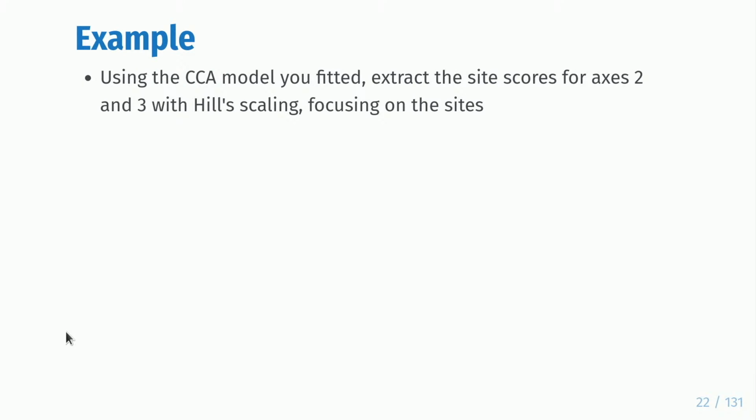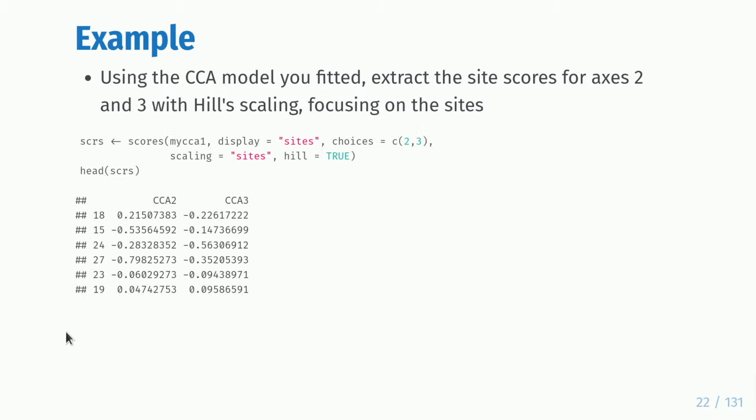So we'll just go and look at extracting those site scores from the CCA model that we just fitted a minute ago. And we'll look at getting axes 2 and 3. We're going to do hill scaling and we're going to focus on the sites. Okay. And this is what we get if we want to do that. So we use our scores function. I give it my ordination object. I only want the site scores, so I set display equals sites here. I said I wanted to get axes 2 and 3 for some reason in this case, so I'm going to extract axes 2 and 3.